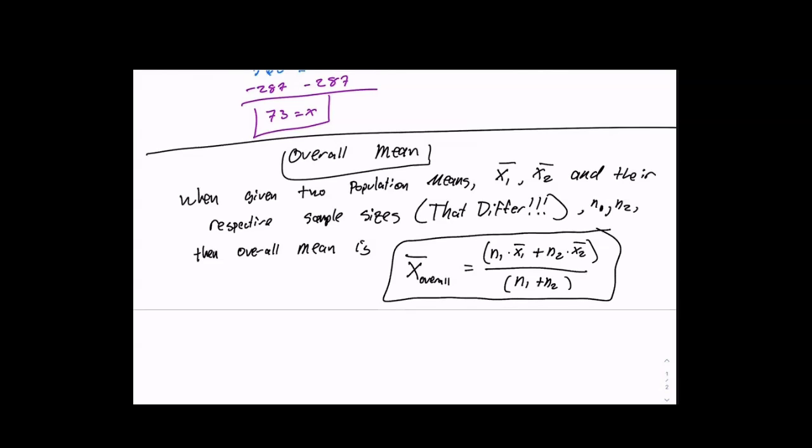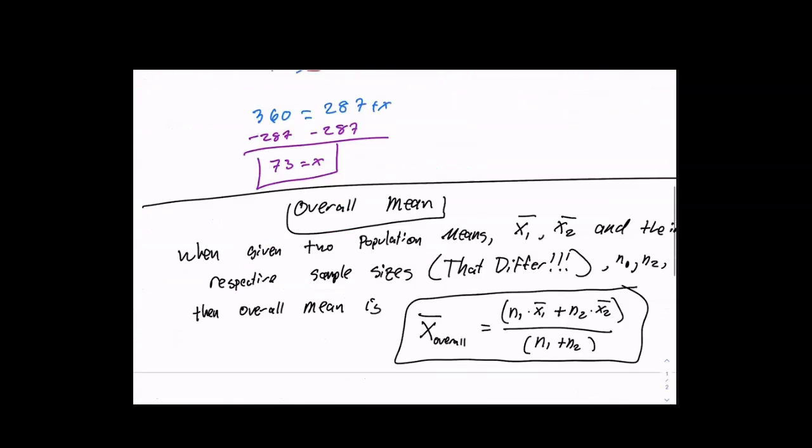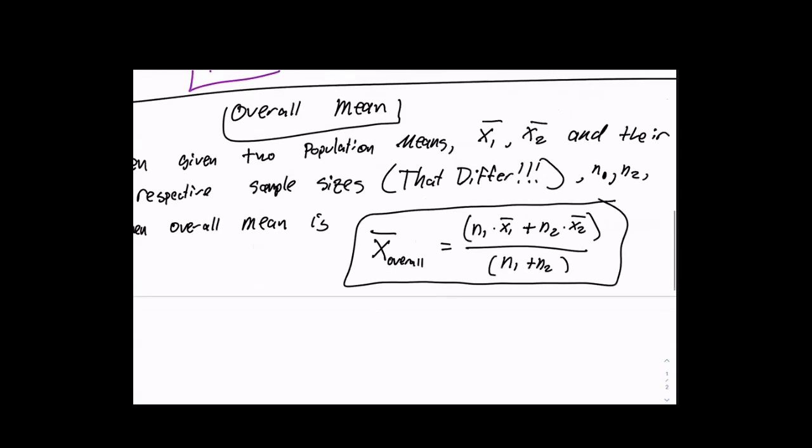The reason this formula works is we're kind of going backwards. N1 X1 bar is the sum of the values from that first population. N2 X2 bar is the sum of the numbers from the second population. So you want to find the sums, just like when we found the sum was 287. N1 X1 bar plus N2 X2 bar over the total, because that's how many I have now.